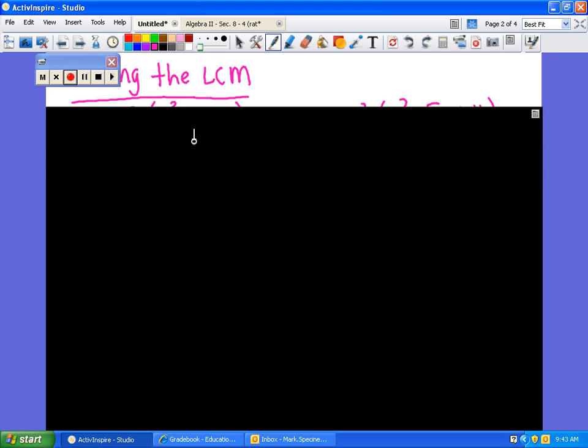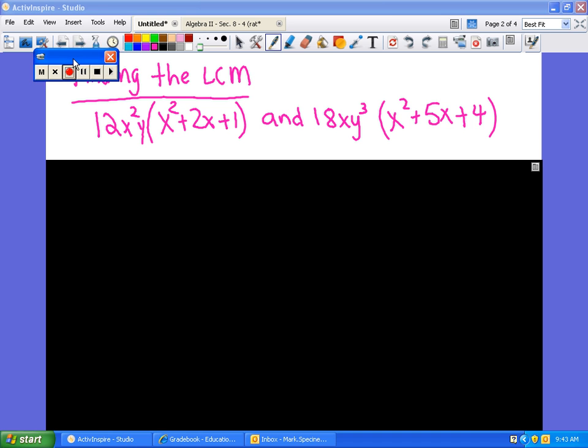So rather than just jump right into addition and subtraction, what we're going to first do is find the least common multiples of two expressions. And once you're comfortable with finding the least common multiples, then we can go into adding and subtracting. Because if you don't have a good grasp of this part, the adding and subtracting is going to be extremely confusing.